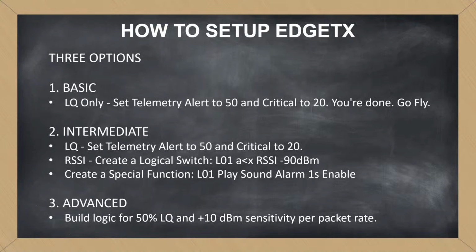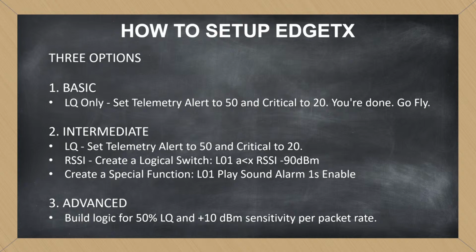And in this one, what we're going to do is use that LQ alert 50 and 20, but we're also going to use a logical switch for RSSI. I don't actually have it on the radio, but it's super simple to understand. And if you're still watching, I'm sure you can make this up, right? So all you do is set that same 50 and 20 threshold on your telemetry page, and then create yourself a logical switch that says when RSSI is lower than -90, let's go ahead and activate. So put that on logical 1, and then create a special function for logical 1 to play a sound. Well, you can create alarm 1S and hit enable.